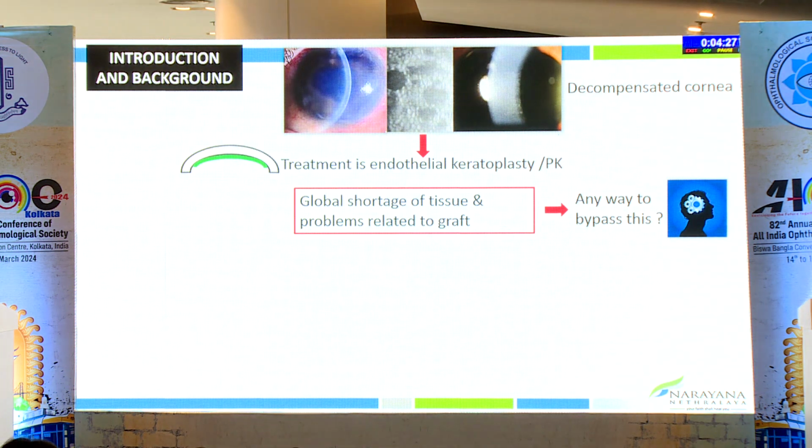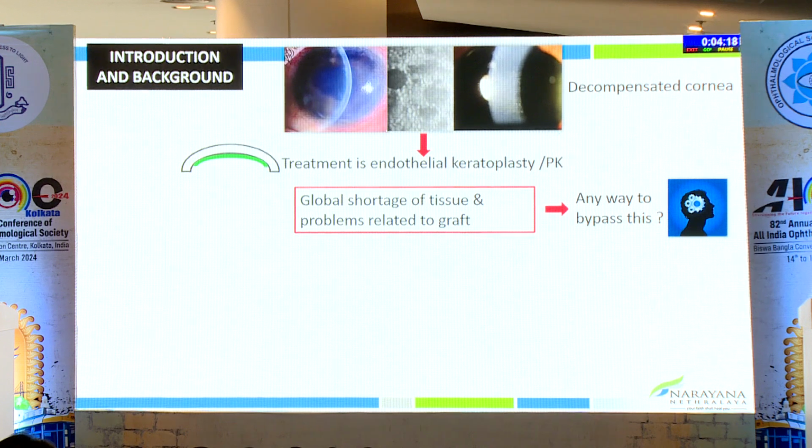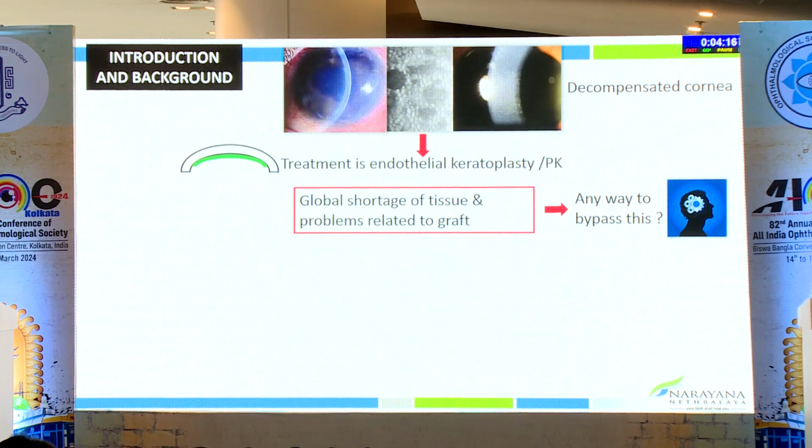But we all know the severity of global shortage of tissue and, of course, the problems related to corneal grafts, which lead to a graft failure and thereby worsen the vicious cycle of loss of tissue or shortage of tissue. And we're looking at ways to bypass this in whatever way we can. And one of the most tried methods around the world is to try and generate and transplant corneal endothelial cells.